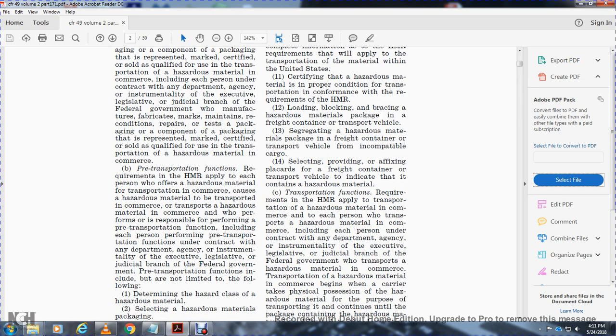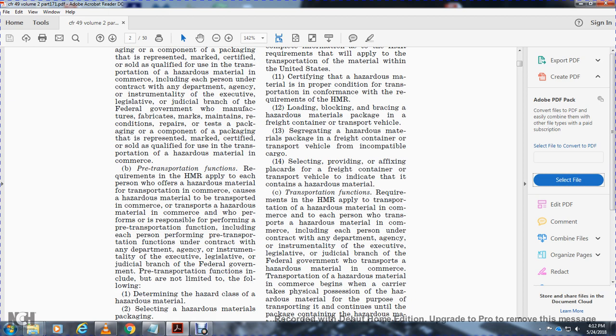Pre-transportation function requirements of the Hazardous Materials Regulations apply to each person who offers hazardous material for transportation in commerce, or who is responsible for performing a pre-transportation function, including each person performing a pre-transportation function under contract with any department, agency, or instrumentality of the executive, legislative, or judicial branch of the federal government.